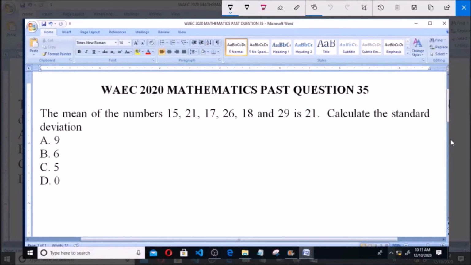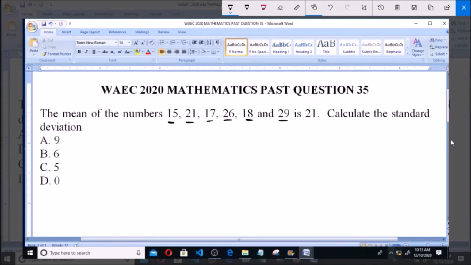Hello, good day and welcome. I'll be answering WAEC 2020 Mathematics past question 35. The mean of the numbers 15, 21, 17, 26, 18 and 29 is 21. Calculate the standard deviation.